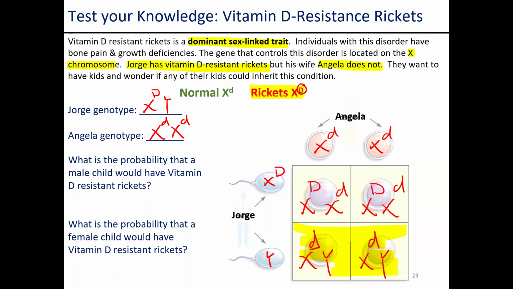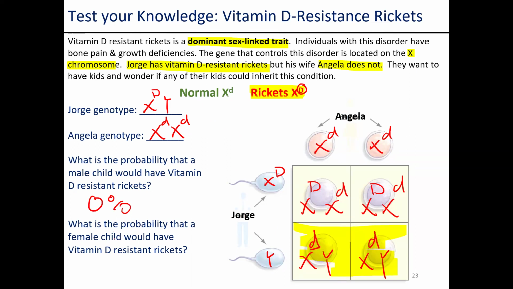So in this case, we don't have anything. This person does not have rickets. They are going to be normal. Same thing over here. We can see it's X-linked. We have a little d. There's nothing on the Y. So in this case, there is a 0% chance of having a male with rickets.